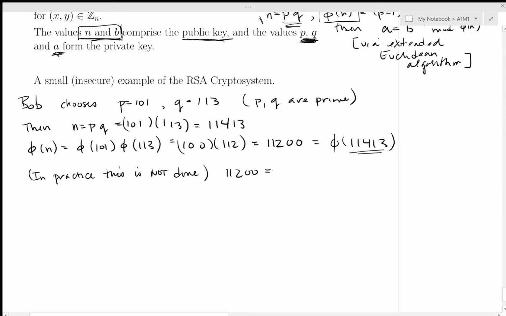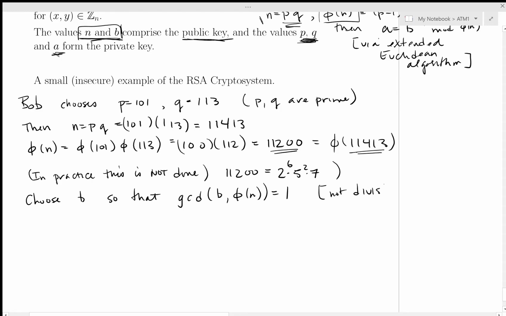If I were to factor 11200, this number here, phi of n, it factors in this manner: 2 to the 6, 5 squared times 7. There it is. Okay, so we want to choose a number b so that the greatest common divisor of b and phi of n is 1. So that means it's not divisible by 2, 5, or 7 in this case, because I've factored, I can see that.